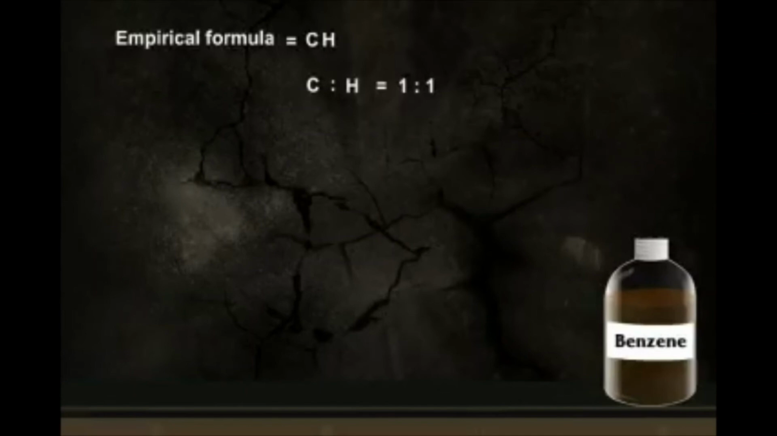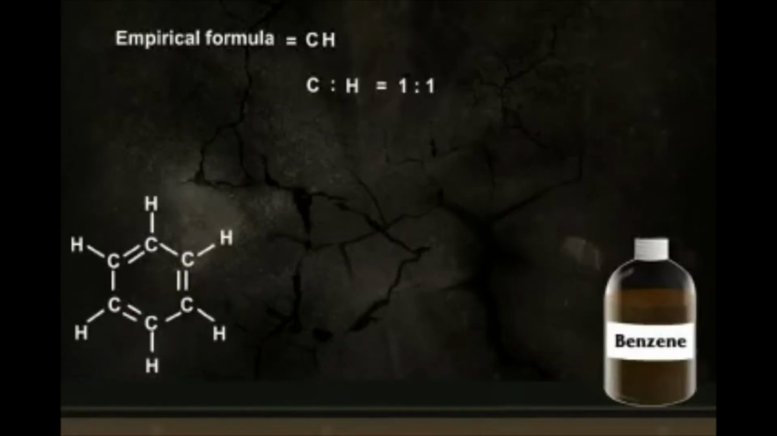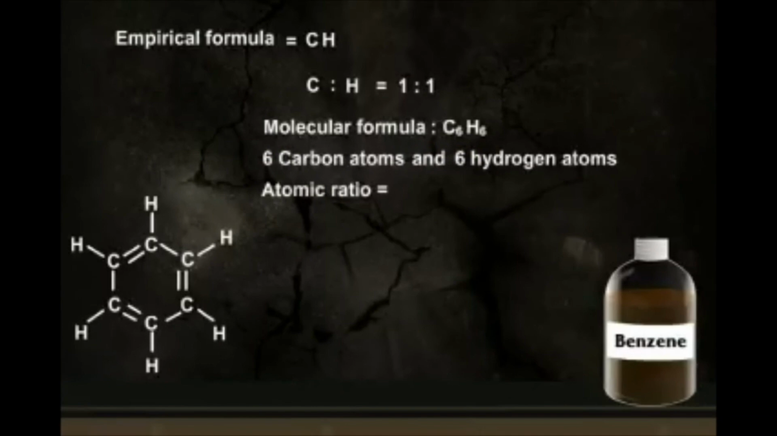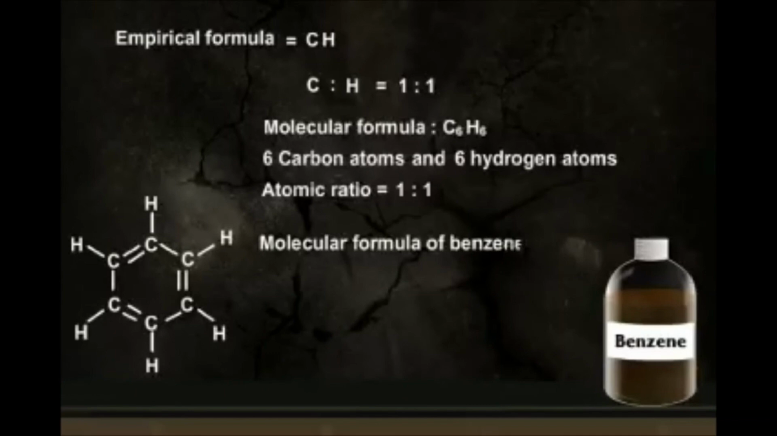The actual composition of the molecule of benzene is given by its molecular formula, C6H6. This shows that each molecule of benzene contains 6 carbon atoms and 6 hydrogen atoms. However, the atomic ratio is the same as the empirical formula. Hence, we can conclude that the molecular formula of benzene is a whole number multiple of its empirical formula.